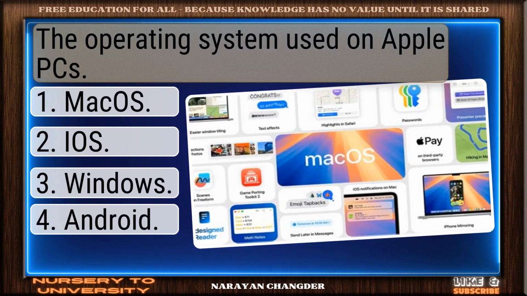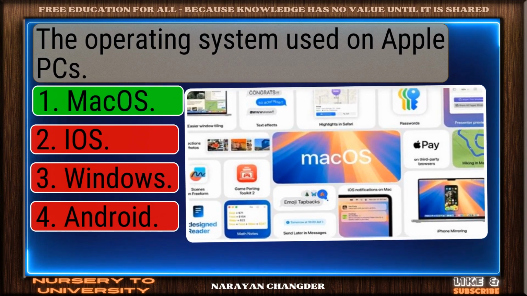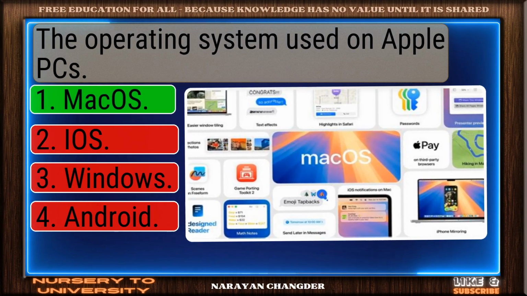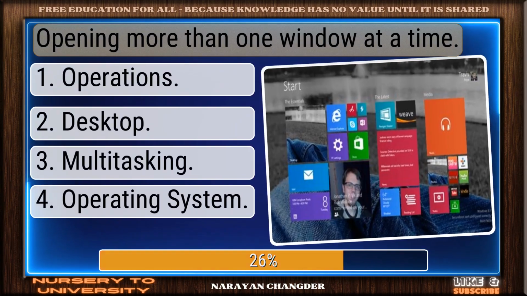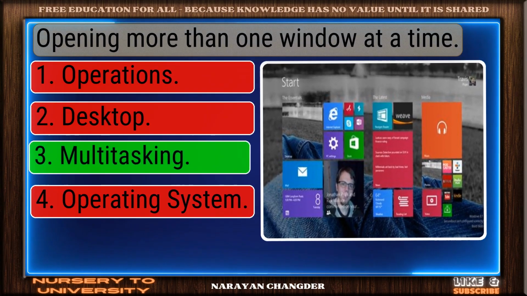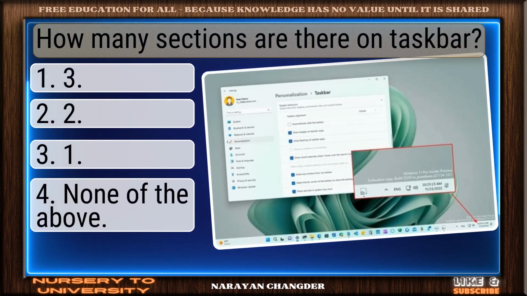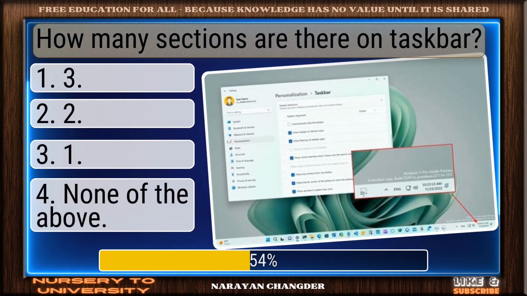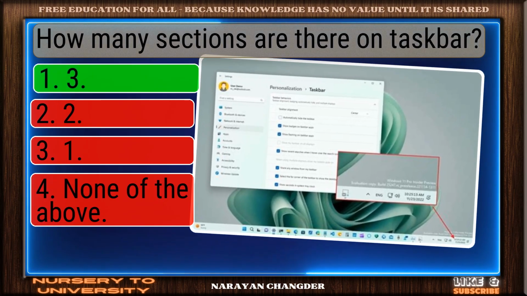The operating system used on Apple PCs? Great thinking. macOS is the right choice. Opening more than one window at a time. Correct response. Multitasking is the most accurate answer. How many sections are there on taskbar? Excellent. 3 is a brilliant choice.